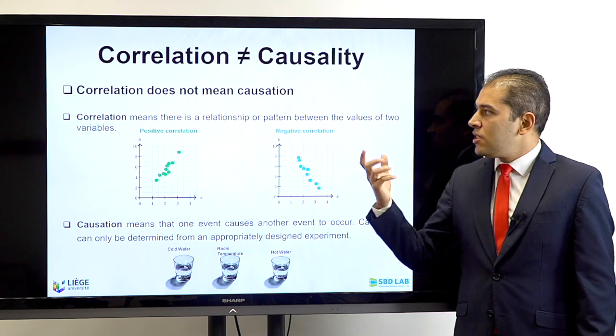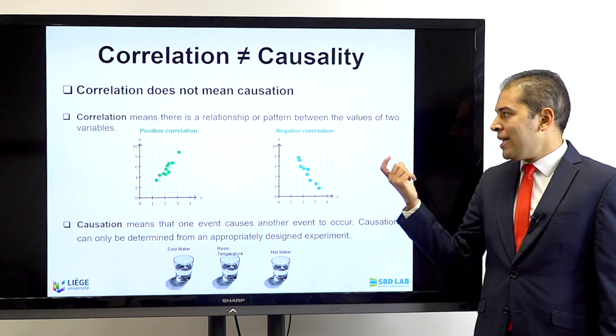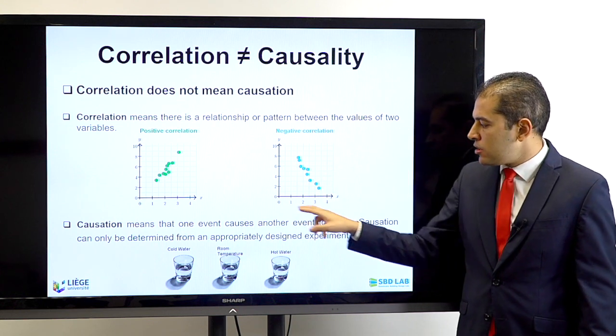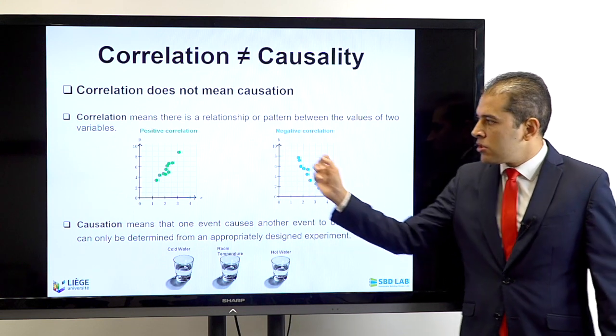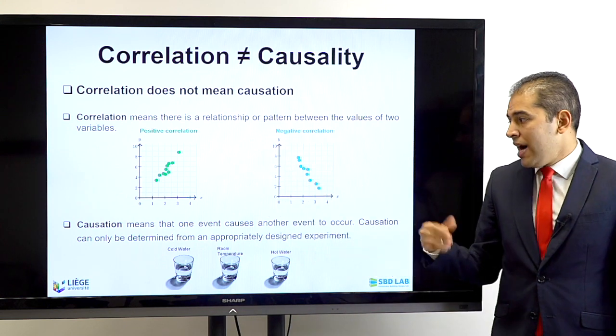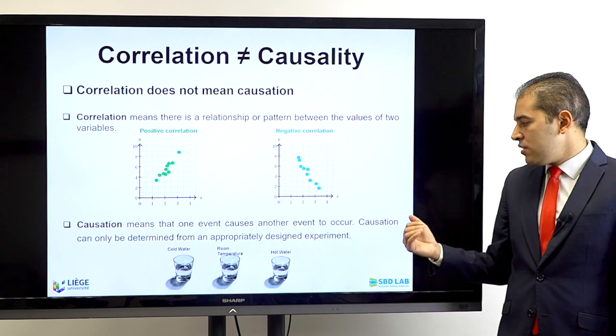Which means that correlation does not mean causation. Correlation means only that there is a relationship or a pattern between the values of two variables. Between the two, the x and the y, I can find a negative correlation or a positive correlation. However, causation means that one event causes another event to occur.